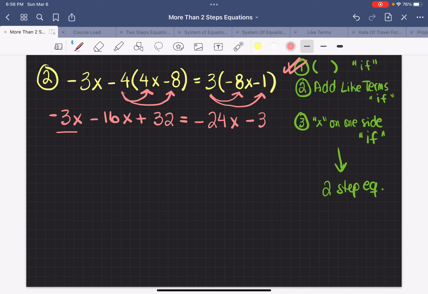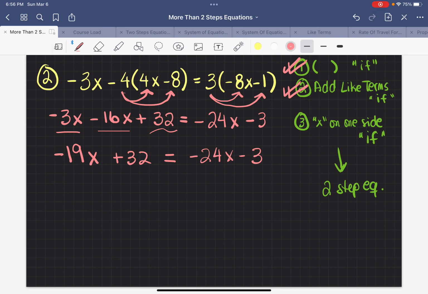I do see that -3x and -16x, those two are like terms. So 3 and 16 is 19. Same sign, so I need to add and keep the sign. I was adding x's, so -19x. Then plus 32, because this one I don't have anything to add it with. Equal sign. On the right side, as you can see, I only have these two terms, and they are not like terms, these two. So I will just rewrite that because there's nothing to add. Okay, I'm done with step 2.